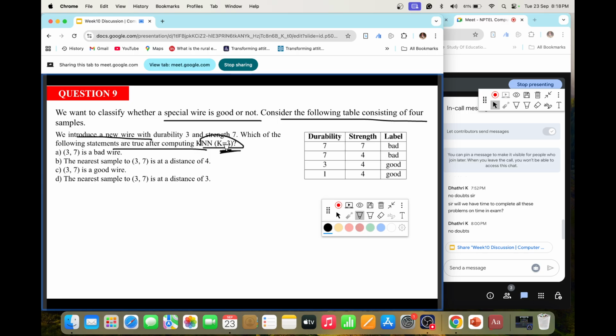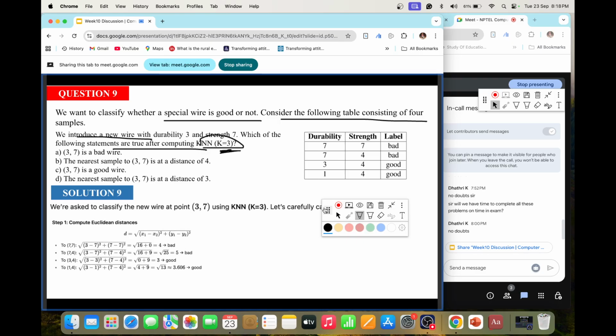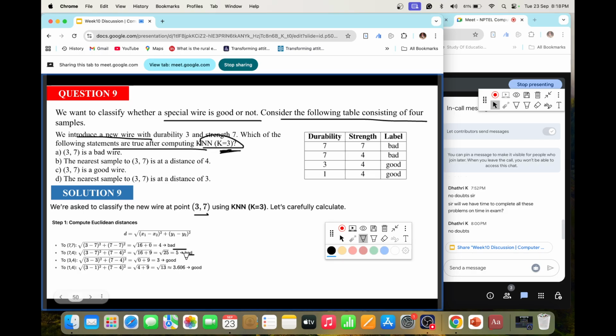So we have to see the three nearest neighbors. How will we proceed? We will proceed by calculating distance, the distance of 3,7, which is our point, with all of these. That is (3 minus 7) square plus (7 minus 7) square, (3 minus 7) square, (7 minus 4) square, like this. Here the classification is bad, good and bad.